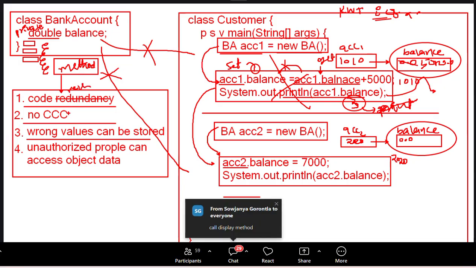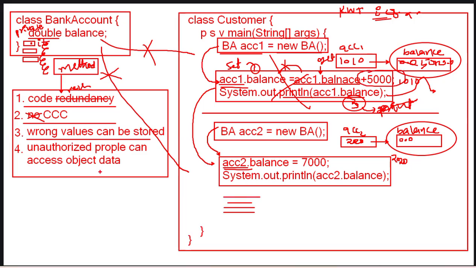Number two, in future, if you want to make changes, how many places will we change? Only in one place. Automatically, it is applied to the first object, second object, wherever you are accessing. Then we have centralized code change. Inside this method, I can write one if condition to verify the passed value is valid or not. Then we can stop wrong values. Wrong values cannot be stored.